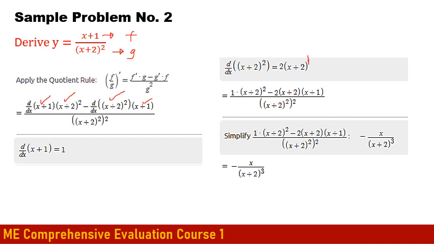And then we're going to put these values back in the formula. So d over dx of x plus 1 is 1, and d over dx of (x plus 2) squared is 2 times (x plus 2). So substituting the values and then simplifying, we get the derivative as negative x over (x plus 2) cubed.